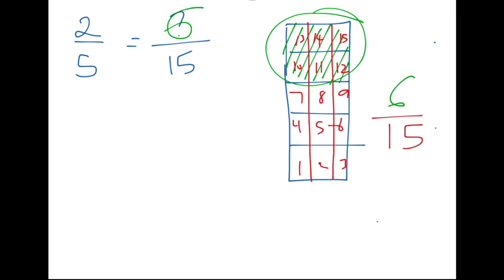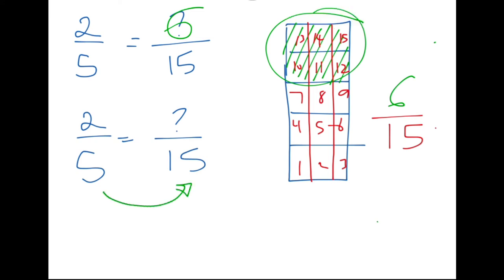But there is an easier way, a quick way you can use without having to draw the boxes. 2 out of 5 is equal to what out of 15? I can tell that to go from 5 to 15, I multiplied by 3, because 5 times 3 is 15. So I have to do the same thing on the top. I multiply by 3. What is 2 times 3? That's 6. So my answer is 6.